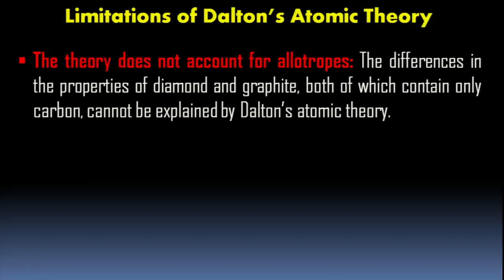This theory does not account for allotropes. The difference in the properties of diamond and graphite, both of which contain only carbon, cannot be explained by Dalton's atomic theory. Carbon is a non-metal, we know that. Carbon is soft, but diamond and graphite are the allotropes of carbon, but diamond is hard and shining, whereas carbon is not. Graphite can conduct electricity, whereas carbon cannot. Okay, children? These are the limitations of Dalton's atomic theory.